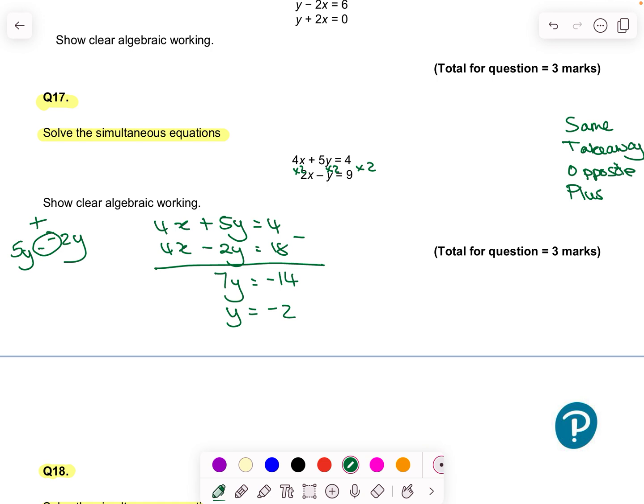Now we need to substitute back in. Doesn't matter which one you substitute back into, but I'm actually going to substitute back into the original here. And so I'm going to write 2x minus 2, because I know that y is minus 2, equals 9. And so I get 2x plus 2, because these two combine to make plus, equals 9. Take away 2 from both sides, and I get 2x equals 7. And so x must be 3.5, or 7 over 2.